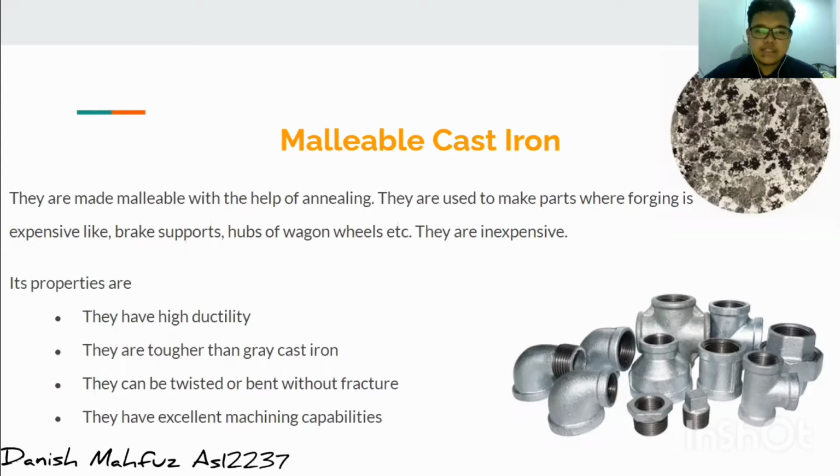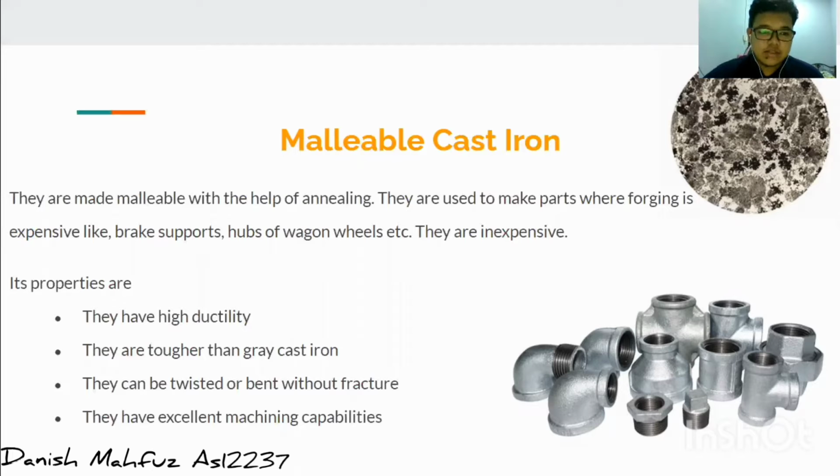First, malleable cast irons are made malleable with the help of annealing. They are used to make parts where forging is expensive, like brake supports, hubs of wagon wheels, and others. And also, malleable cast irons are inexpensive. Now, the properties of malleable cast iron.